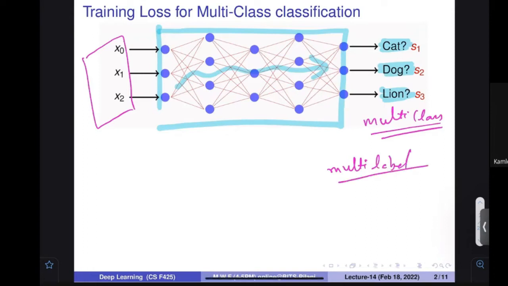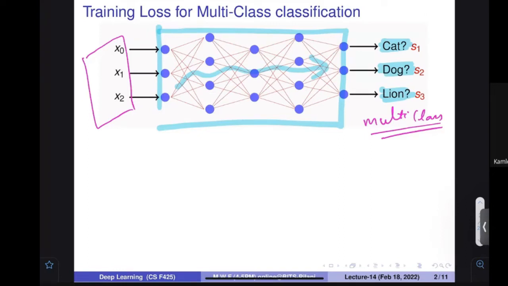In the multi-label setting, it may be possible that the lion and cat and dog are all there in the same image. So multiple things could be there in the same image. But right now, to keep things simple, let's assume we are in the multi-class classification problem, where multiple classes exist, but the item I provide belongs to one class only.